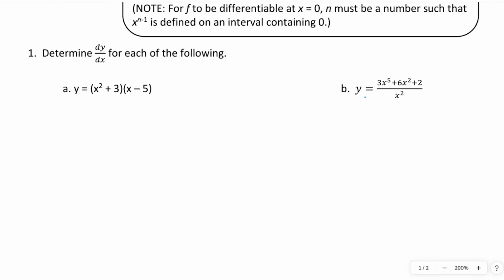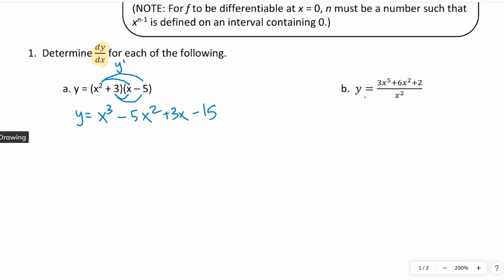So 1a here gives us a function that's in factored form, and we're asked to find dy dx, which, as we know, is just the derivative. This is the same thing as saying y prime, or the slope function, or the function that describes the slope of y. So what we need to do is actually just multiply this out. We've got x squared times x is x cubed, x squared times negative 5 is minus 5x squared, 3 times x is going to be plus 3x, and 3 times negative 5 is going to be negative 15.